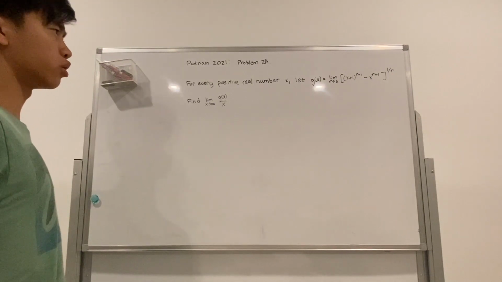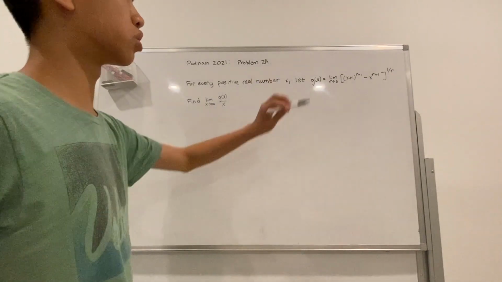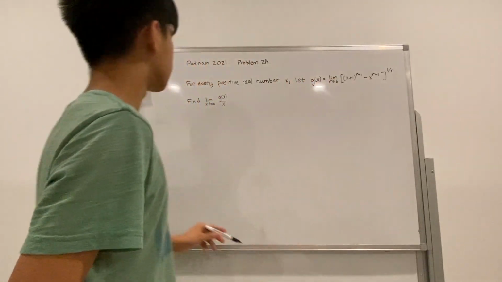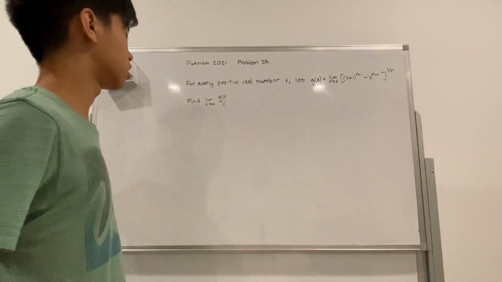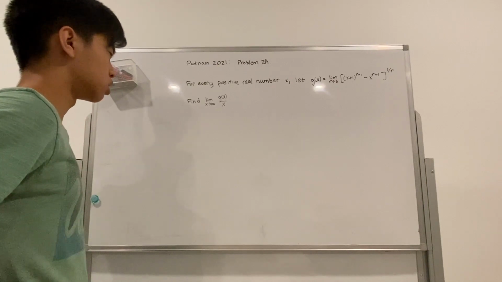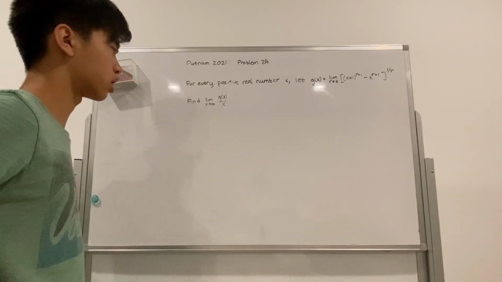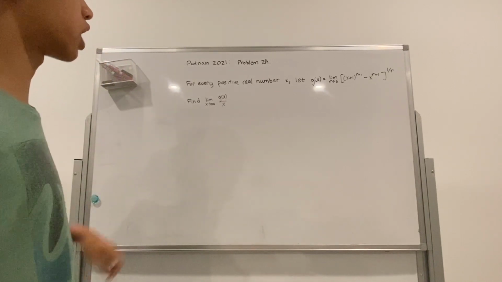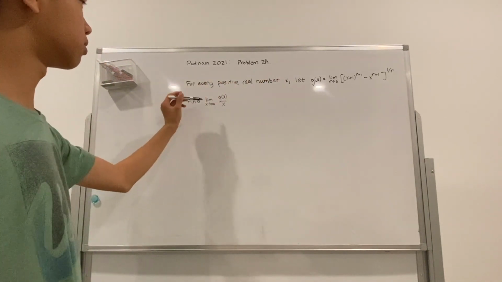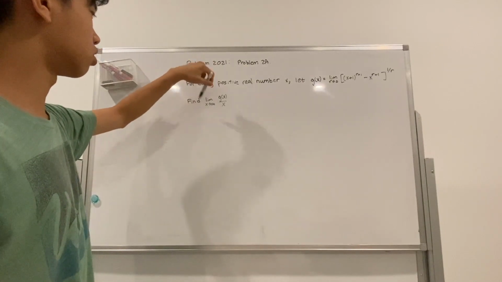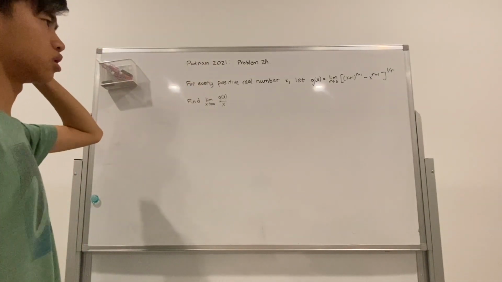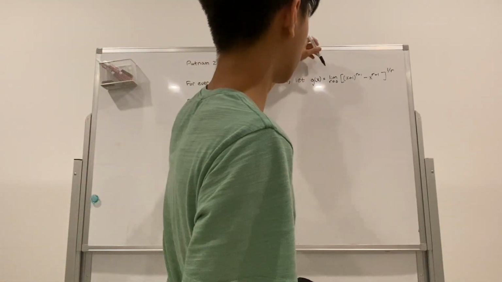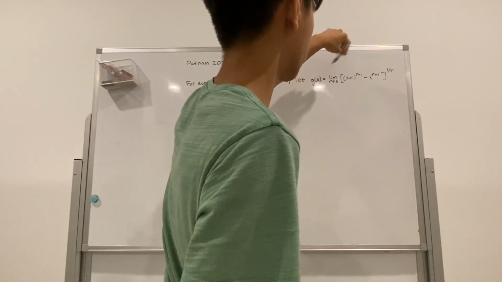For every positive real number x, let g of x equal the limit as r approaches 0 of this expression. Find the limit as x approaches infinity of g of x over x. Right off the bat, this kind of looks like a L'Hopital's problem, but let's be sure. First of all, we want to evaluate this limit over here.